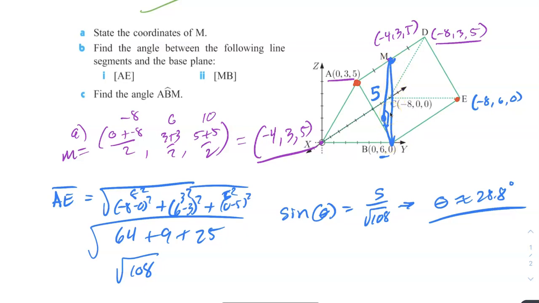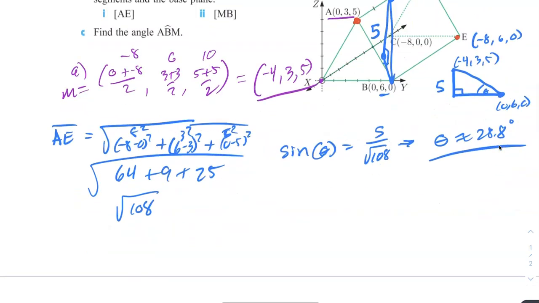Now again, this is a hard one to see. It looks like this. This is 5. This is my right angle, and this is this. My top point here is -4, 3, 5. My point down here is 0, 6, 0, because this is my B, and then this is my M. So I get that, and again, all I need is that. If I have those two points, I could figure out what this is by the distance formula.